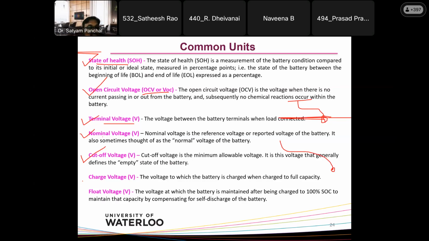Then charge voltage is the voltage to which the battery is fully charged. After discharge, you fully charge the battery up to this voltage, and that voltage is known as the charge voltage of the battery. Float voltage is a new term: the voltage at which the battery is maintained after being charged to 100% SOC, maintaining that capacity by compensating for the self-discharge of the battery.